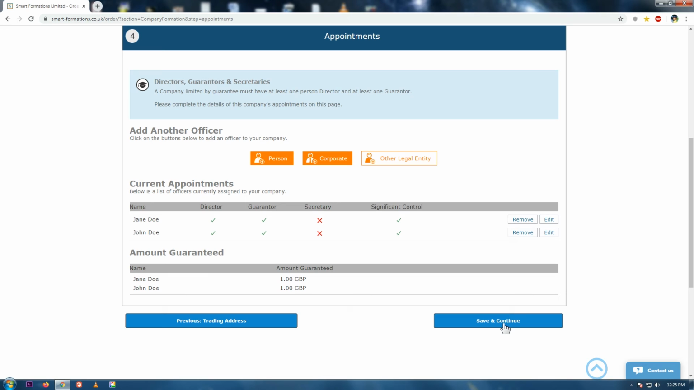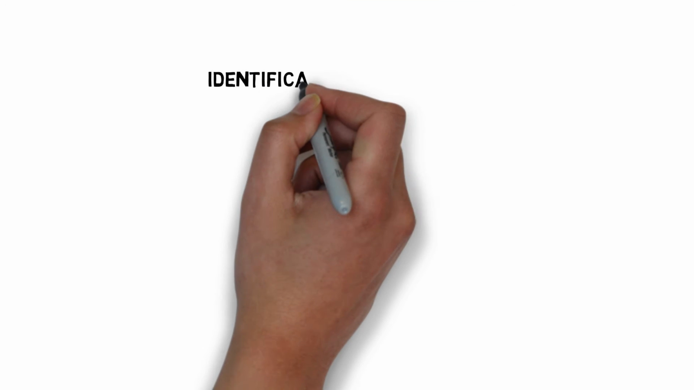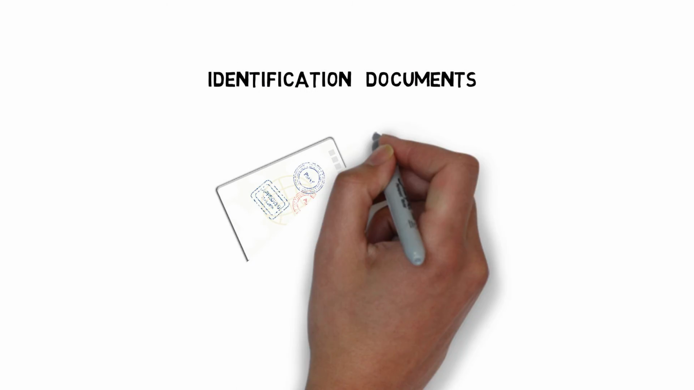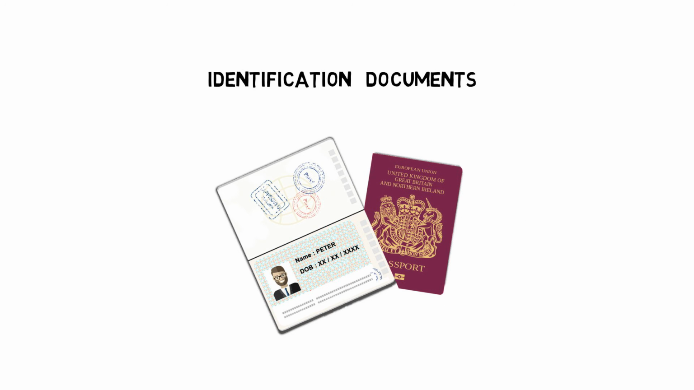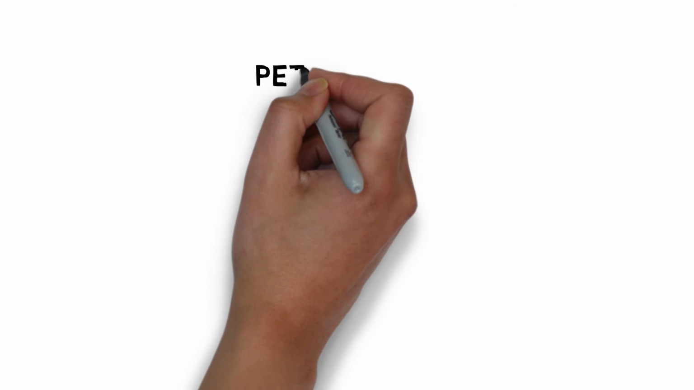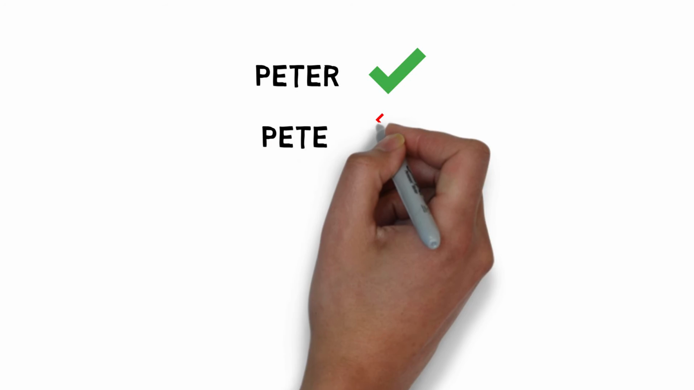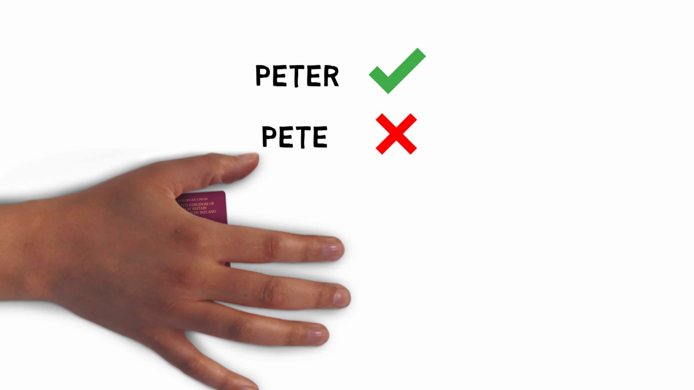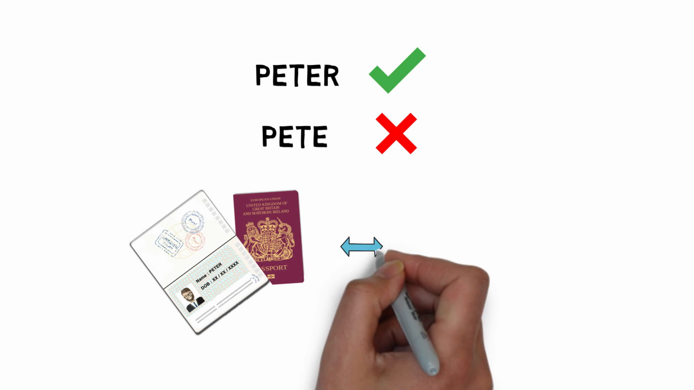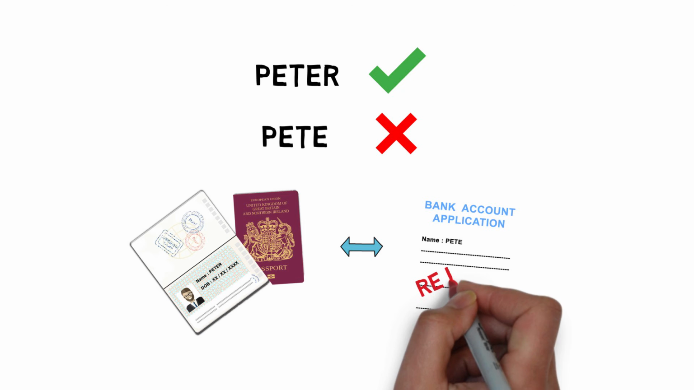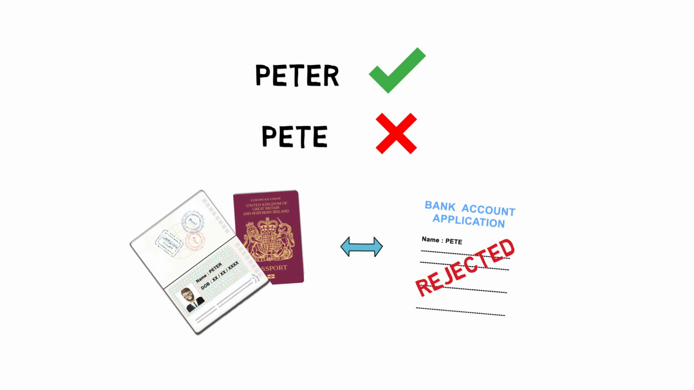One final word of caution regarding officer details. When you are entering the name of each officer, make sure that you enter the names that match that person's identification documents. So if, as an example, your name is Peter, do not enter Pete. And do not enter your given or first name as a surname. It seems obvious, but people make that mistake and then find that they cannot open a bank account for the company because the bank insists on an exact match of ID with Companies House information.